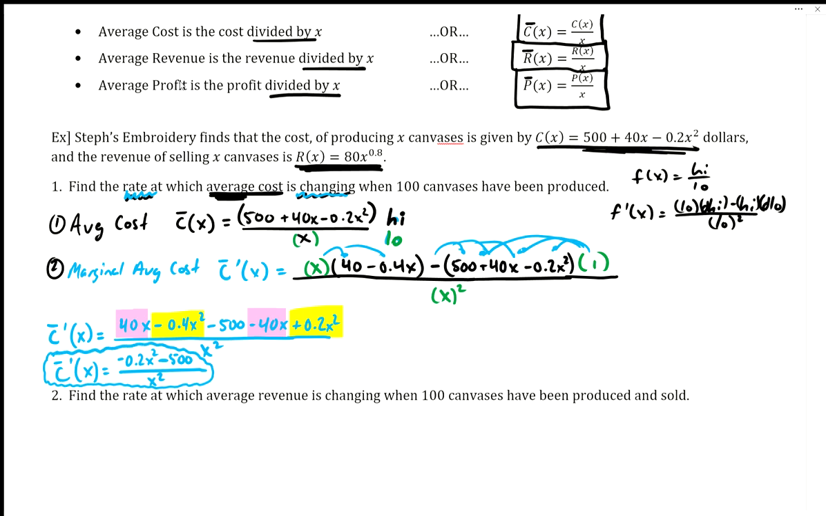Okay, but now that we have it, now we can answer their last thing here. Do it in one other color. Okay, so my purple. When 100 canvases are sold, so this is the third step, let x equal 100. That's why I went over there to the left. So now we're going to plug that into our marginal average cost function. So we have the derivative of the average cost of 100 equals negative 0.2 times 100 squared minus 500, and then over 100 squared.